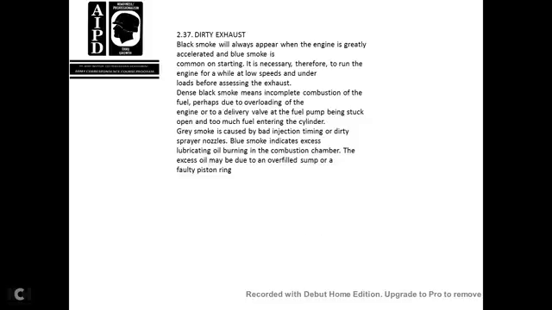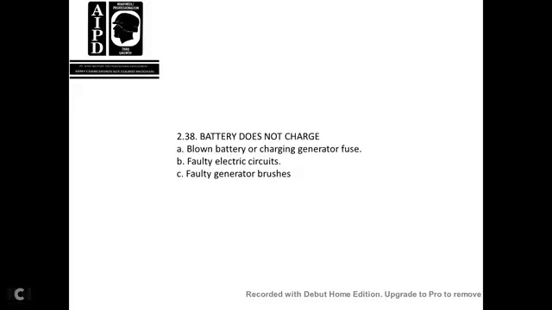237, dirty smoke. Black smoke will appear when the engine is greatly accelerated, but blue smoke is common on starting. If necessary, run the engine for a while at low speed under load before assessing the exhaust. Dense black smoke means incomplete combustion of the fuel, perhaps due to overloading of the engine or a delivery valve or fuel pump stuck open, letting too much fuel enter the cylinder. Gray smoke is caused by bad injection timing and dirty spray nozzles. Blue smoke indicates excessive lubricating oil burning in the combustion chamber. The excessive oil may be due to an overfilled sump or faulty piston rings.